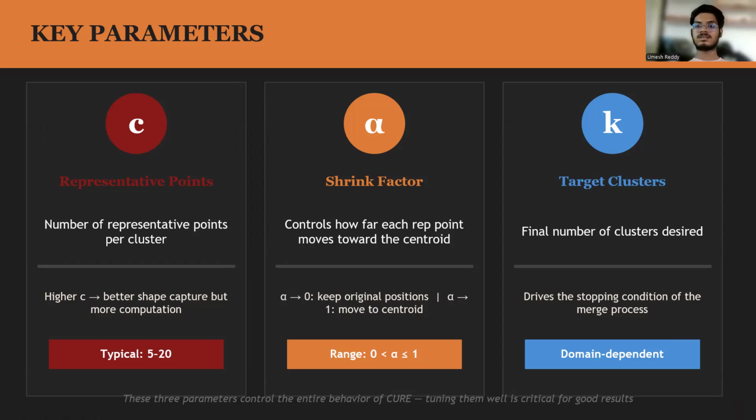Coming to the target clusters, this is the final number of clusters desired. It is the stopping condition of the merge process. It is domain independent because we need to merge the clusters at the end of the stage, so it targets only the merging of clusters.